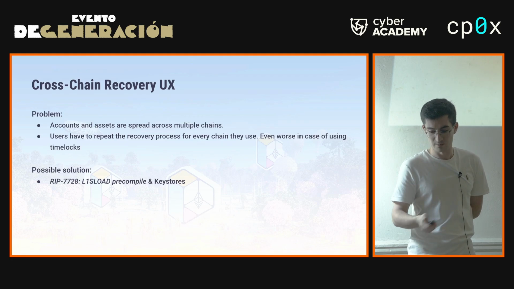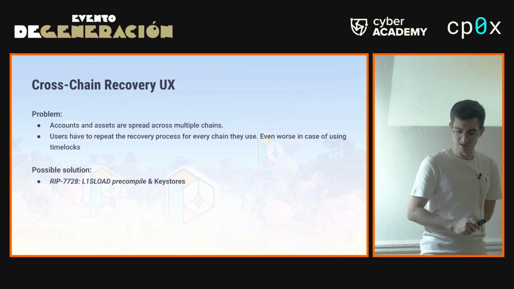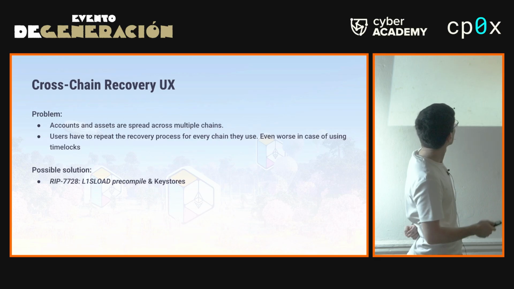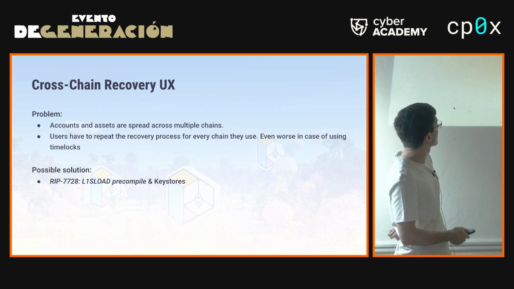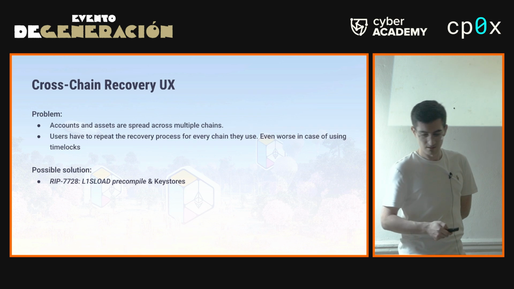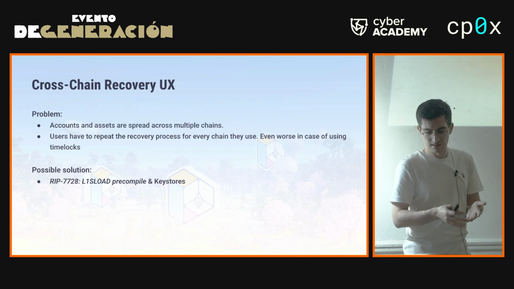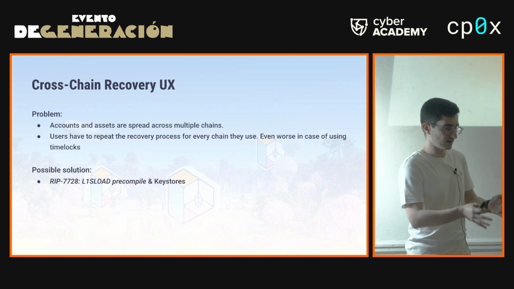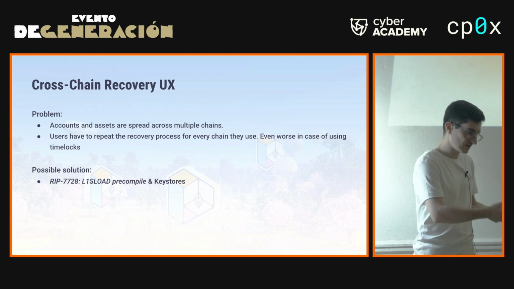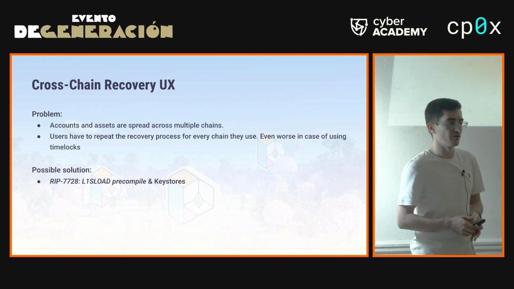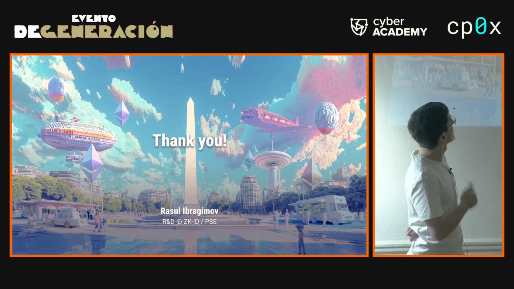And a possible solution here is basically to wait for this RIP to be accepted. It's RIP 7728, the L1SLOAD precompile, and key stores. So basically, there's going to be one possible way to do it. There will be a key store on layer 1, and when the recovery happens, it will be updated in this specific key store, and then all of the layer 2s will be able to just read from this storage. That's it. Thank you.